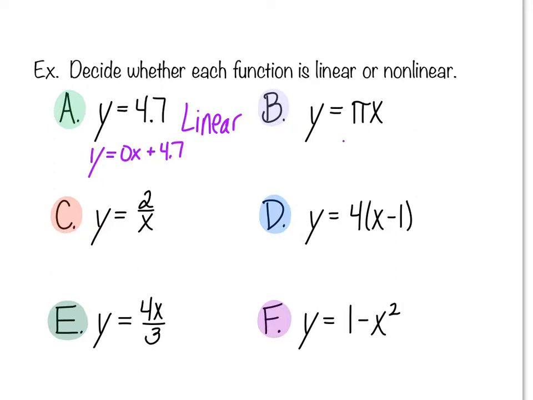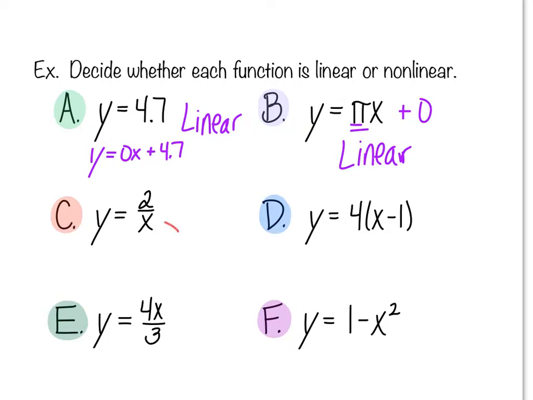For this one, this is also linear. It doesn't have a y-intercept. I mean, it does, but it's 0. And then the slope is pi, right? Whatever value is being multiplied to the x is pi, so that's okay. Pi is a number. It doesn't change, right? So this is linear.